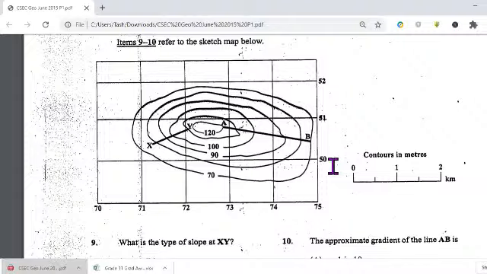Number 9, items 9 to 10 refer to the sketch map below. All right, what is the type of slope at XY? So we are seeing the type of slope here.